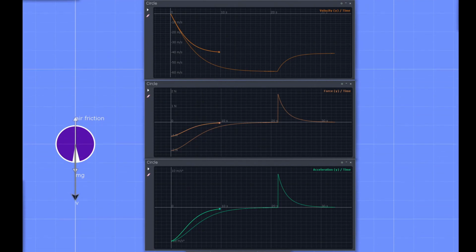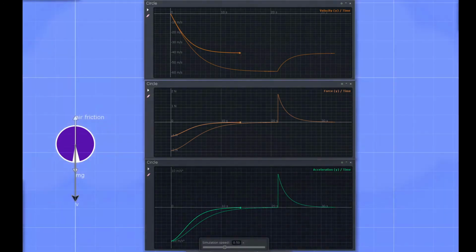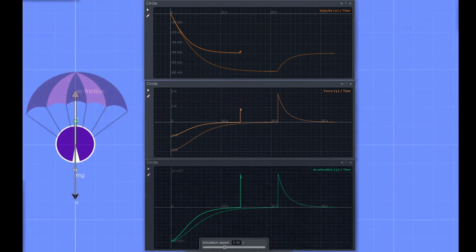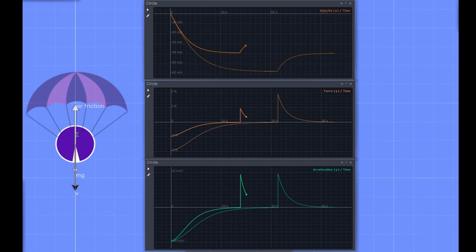The terminal velocity of the lighter ball is now lower because less air resistance is now needed to produce zero resultant force, as weight is now less than for the heavy ball. After the parachute is deployed, the ball again decelerates, reaching a new, lower terminal velocity.